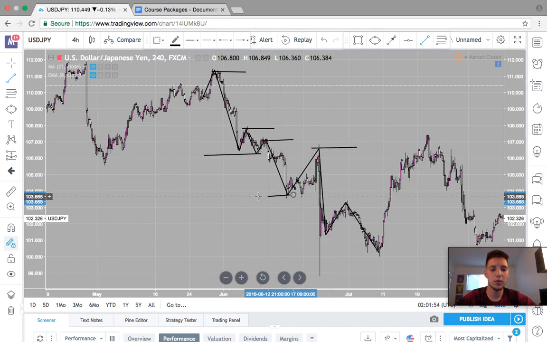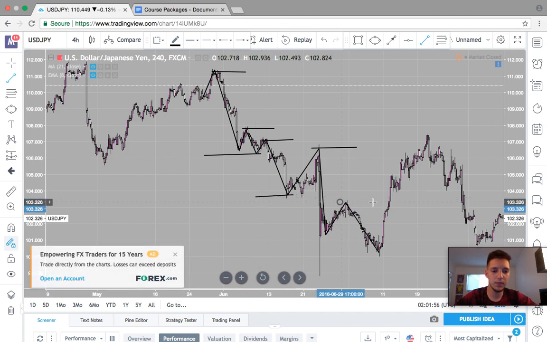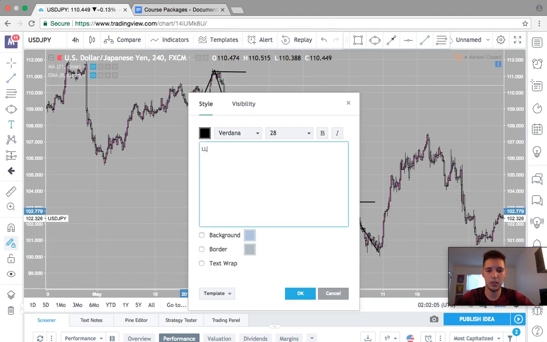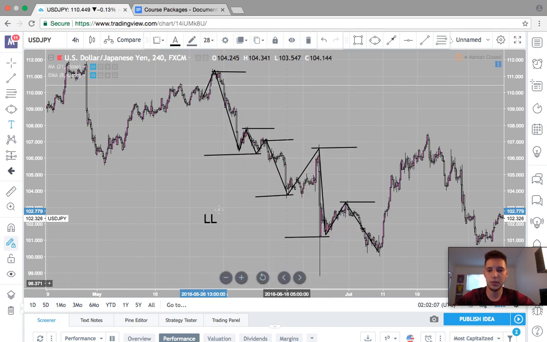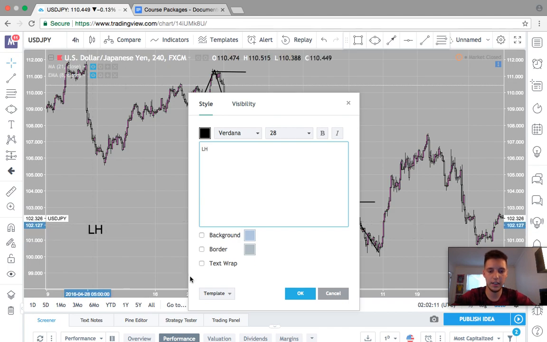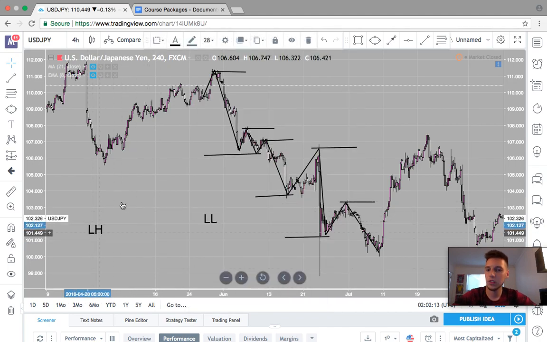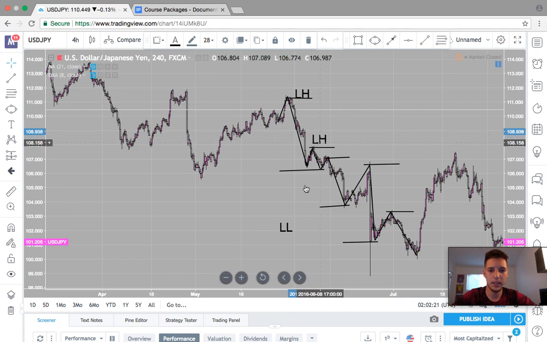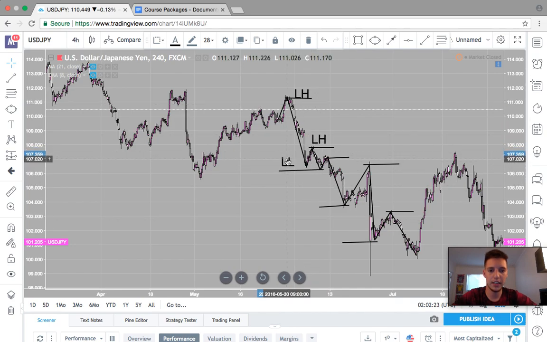Okay, so what I'm doing right now is marking off my structure areas. Once I mark off my structure areas, I then want to label them. I'm going to put lower low, with LL as the abbreviation, and LH as the abbreviation for lower high. I'll label these as lower highs, clone that, bring it down to my next lower high, which is right over here. Then I want to put my lower low right here as well.